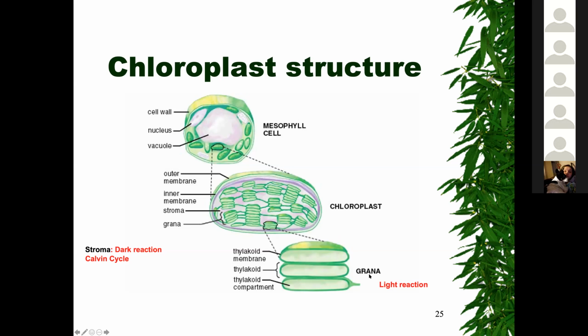Now the grana, since that's where the chlorophyll is, that's where the light reaction occurs. And when sunlight falls on a leaf, it strikes the thylakoids, and that starts the light reaction. The stroma, the space between the thylakoids, between the grana, is where the dark reaction occurs, and that's the Calvin cycle. Calvin cycle occurs in the stroma, and it does not need light, so it can operate as long as it has the energy to do so.